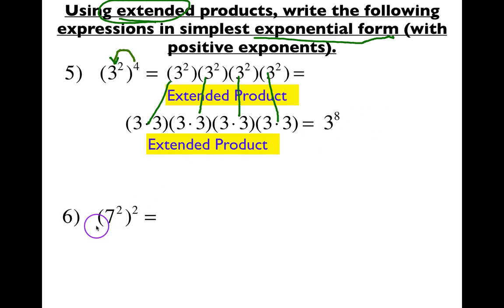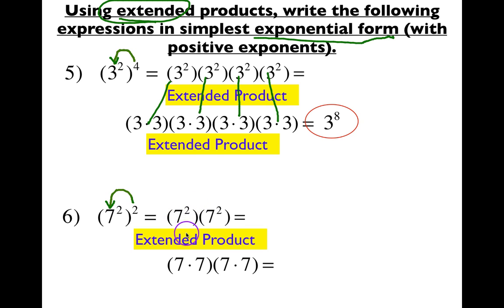Okay, so now let's go ahead and try number 6. Same idea. What's being squared? It is a 7 squared. So I'm going to go ahead and write 7 squared 2 times. And then after this point, I'm going to go ahead and extend 7 squared into an extended product. 7 squared is 7 times 7. 7 squared is 7 times 7. So altogether, there is 1, 2, 3, 4. So I would write that as 7 to the 4th power.